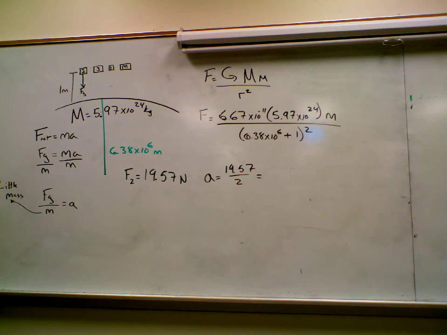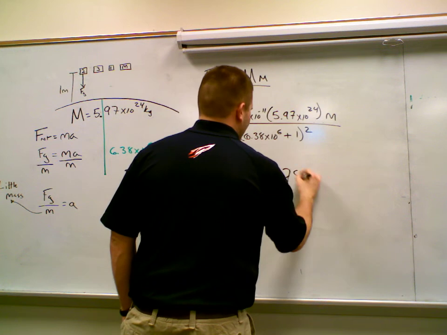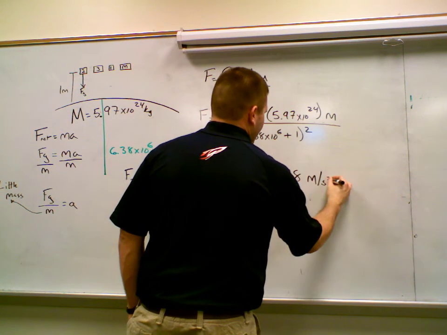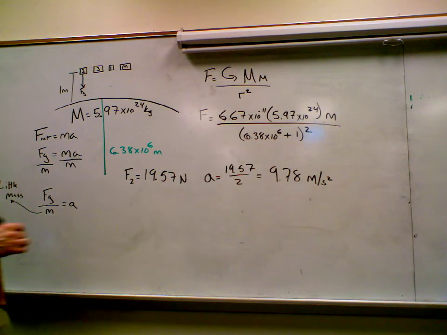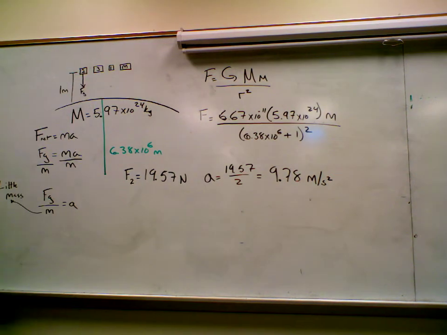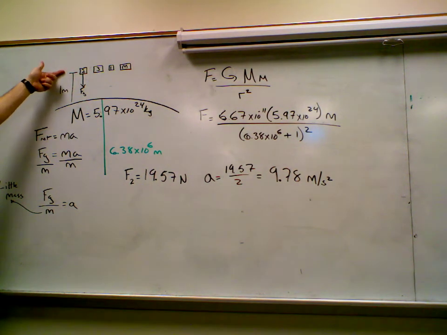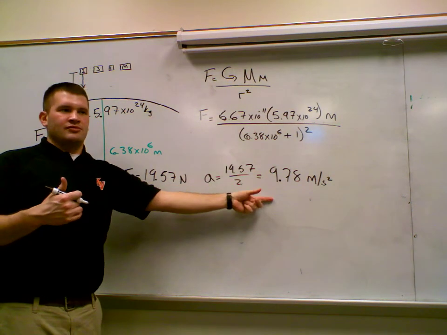Yeah, what'd you get? 9.78. Interesting. Okay, 9.785. What does that round to? 9.79. If I want to keep one decimal place, what does that round to? 9.8. So you mean to tell me the acceleration due to gravity of this 2 kilogram mass is 9.8 meters per second squared? Interesting.